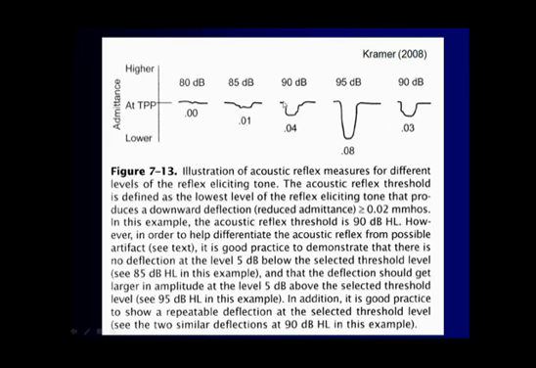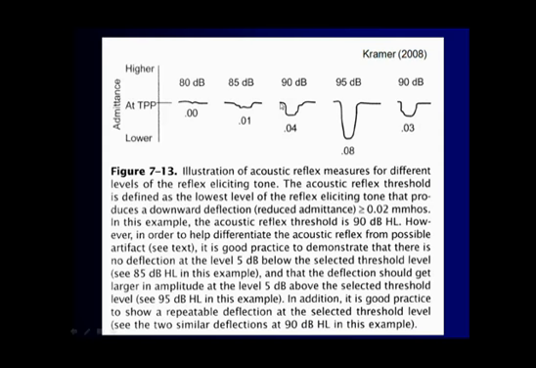Next test run. So this is without the tone being presented. Now the probe tone is still on, but the reflex eliciting tone goes on now, and all of a sudden we see this nice decrease in admittance. Does it meet our criteria of 0.02? Yes, it does. It's 0.04.